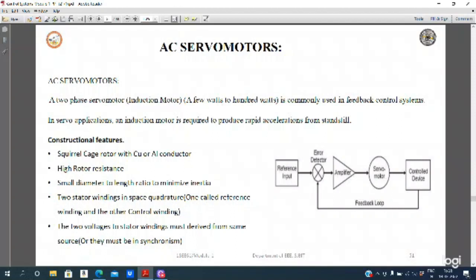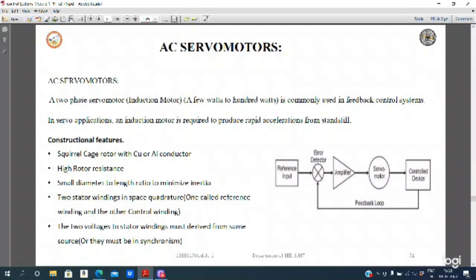A few watts to 100 watts is commonly used in feedback control systems. In servo applications, an induction motor is required to produce rapid accelerations from standstill. You can see here we have a servo motor and the amplifier, an error detector and reference input, a control device, and a feedback loop.